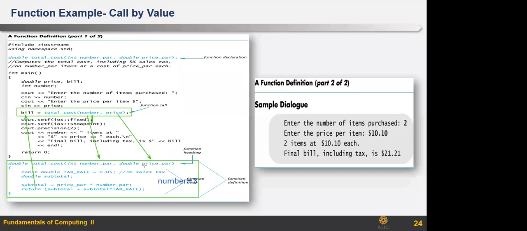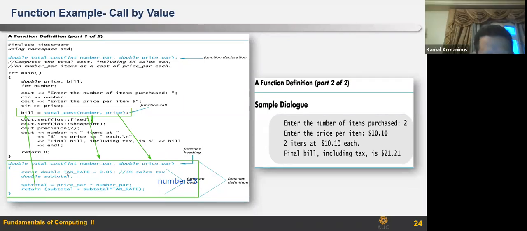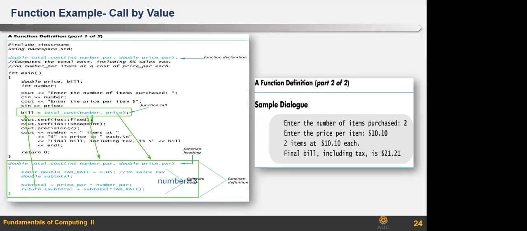After that, in the function it says double tax rate equal 0.05 and you define the subtotal, you do the equation. Okay. After you do the equation you return subtotal plus subtotal times tax rate. Return means that the value of subtotal plus subtotal times tax rate will go to the bill. Will go to the bill.